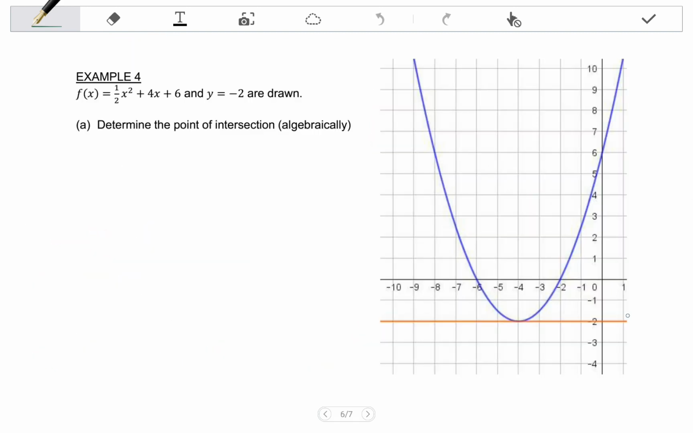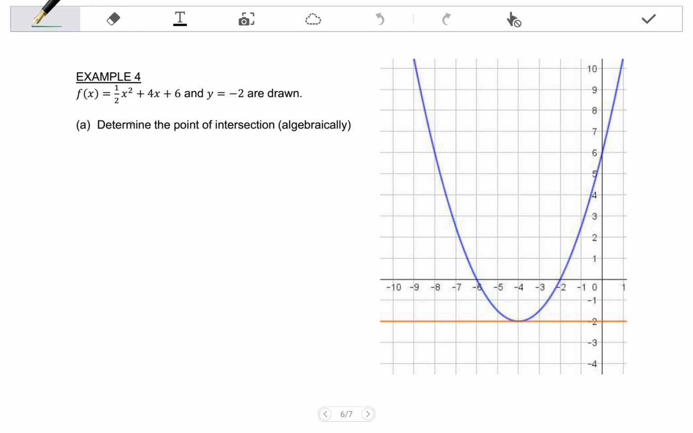Final example. Here we have two graphs: the parabola f of x equals a half x squared plus 4x plus 6, and the horizontal line y equals negative 2 that are drawn. It says determine the point of intersection algebraically. Now, we can graphically see what the x coordinate of the point of intersection is, and not only the x coordinate, but also the y coordinate. But it asked us to determine it algebraically, so we must do that.